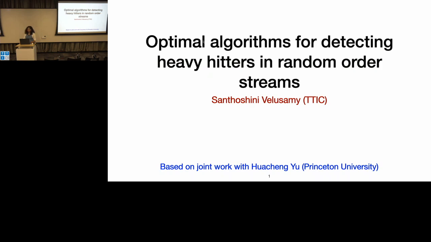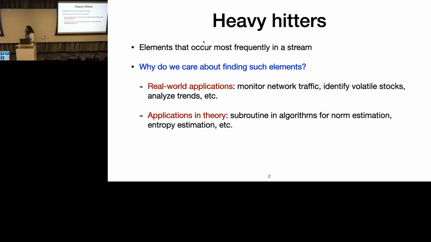Today I'll be talking about a joint work with Hua Cheng Yu on designing optimal algorithms for detecting some objects called heavy hitters in random order streams. So what are these heavy hitters? These are elements that typically occur most frequently in a stream.